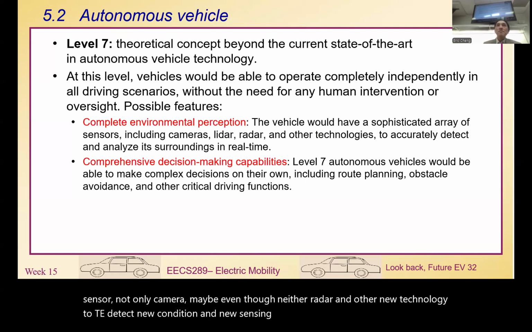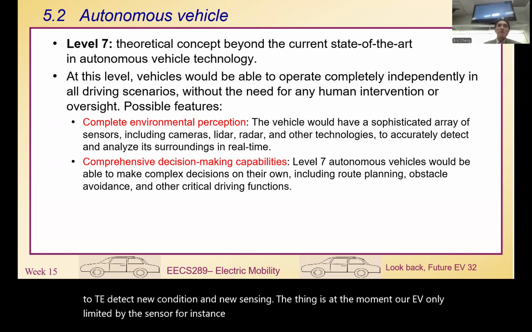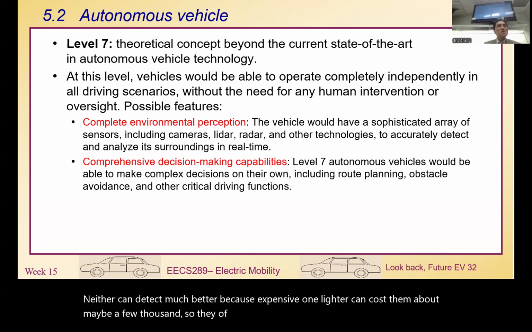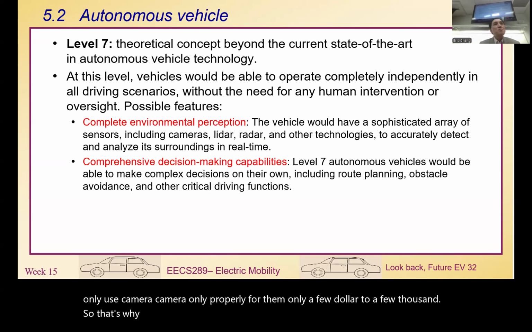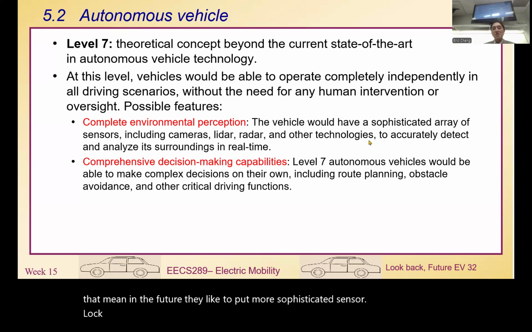The thing is, at the moment, our EVs are limited by the sensors. For instance, Tesla doesn't want to spend money on LiDAR. LiDAR can detect much better but is expensive. One LiDAR can cost maybe a few thousand. So of course, they don't invest money in LiDAR. They only use cameras, which probably cost only a few dollars to a few thousand. So that's why. But some other vehicles may like to put at least one LiDAR there. So that means in the future, they need to put in more sophisticated sensors, not only cameras, but LiDAR, radar, and other technology, to detect more different environments.